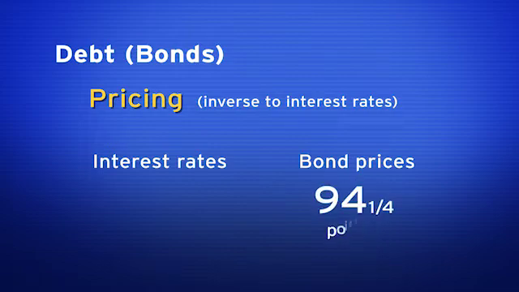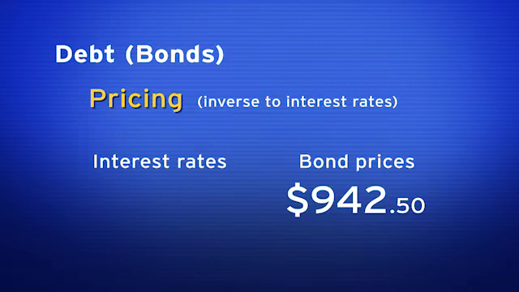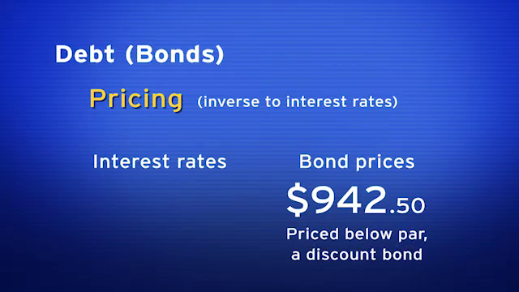Let's say we have a bond priced at 94 1/4 points. And we want to turn this into a dollar amount. How would we do that? Well, I would take that 1/4 and I would turn it into a decimal. 1 divided by 4 is 0.25. So the bond is priced at 94.25 points. Each point is worth $10. So I multiply that times 10, and I find that a bond priced at 94 1/4 points would be priced at $942.50. Now that bond is priced below par. That would be a discount bond. Price below par would be a discount bond.